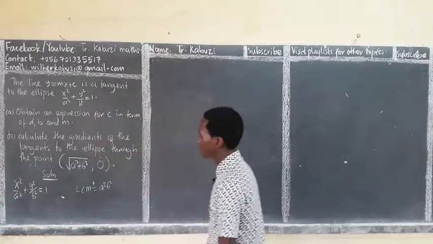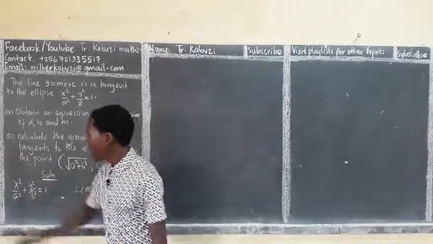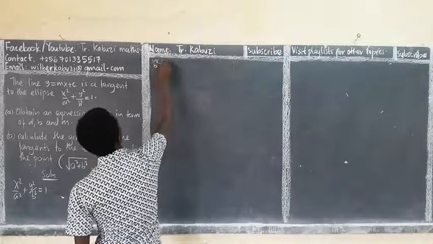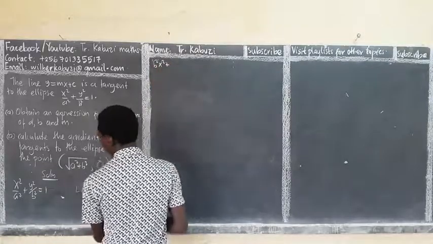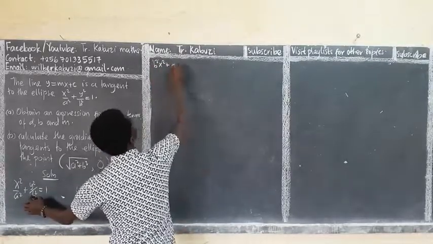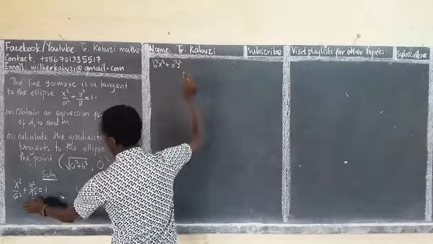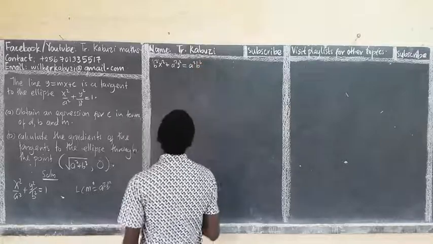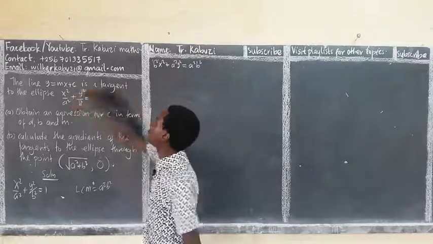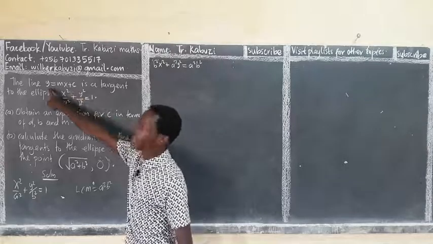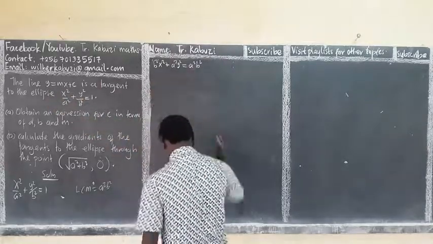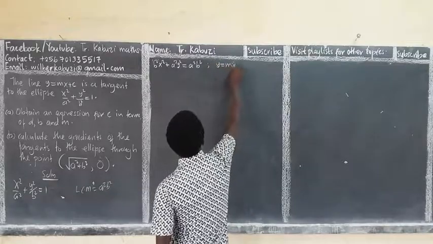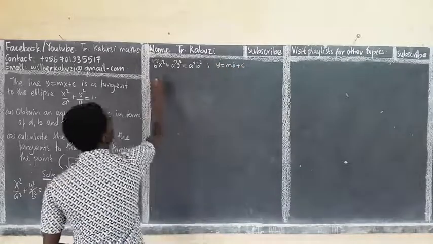When I multiply the LCM here, I get b squared x squared, plus a squared y squared, equal to a squared b squared. Now, because this line is tangent to the ellipse, this value of y should satisfy that equation. So with y equal to mx plus c, we just substitute there.